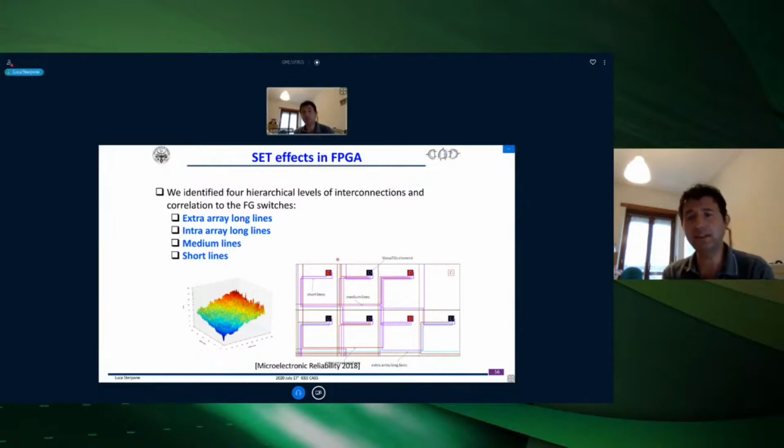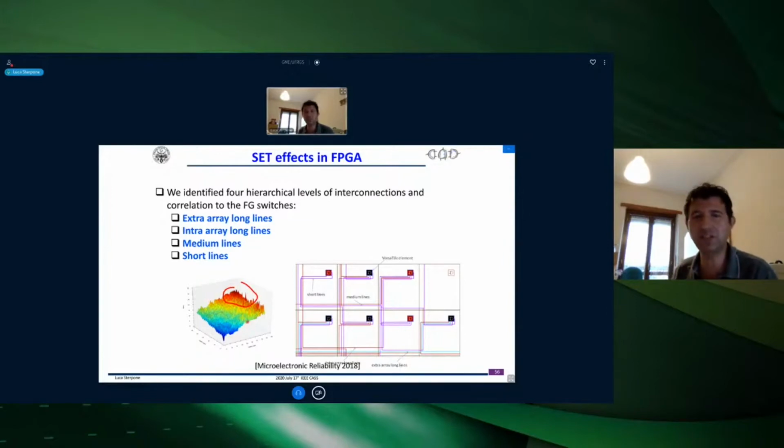And where is this transient propagated? Well, it can propagate everywhere in our architecture. It can go in our long line structure. Here there is an interesting shape to see the influence of the distance between the source point and the destination point. It becomes really critical if the distance from the original point is really high.